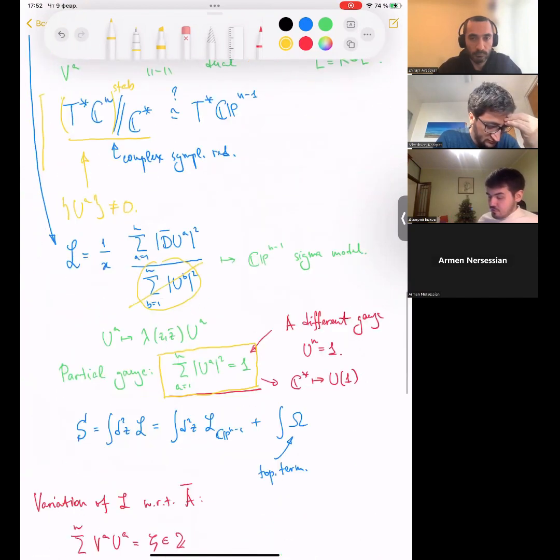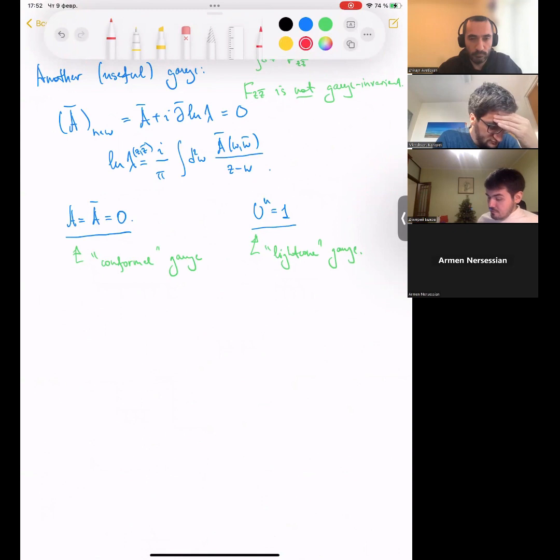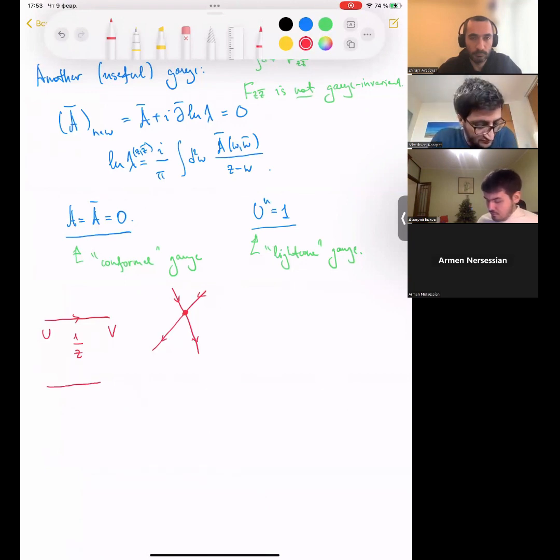The propagator is just 1 over z, right? So this is, say, U, V. This is just 1 over z, the propagator. And you have some vertex, some quartic vertex. Again, there are some arrows. And then, well, of course, there's 1 over z bar also. I mean, this is 1 over z, this is 1 over z bar. Yeah, you have to draw it with colors, but anyway, that's the point.